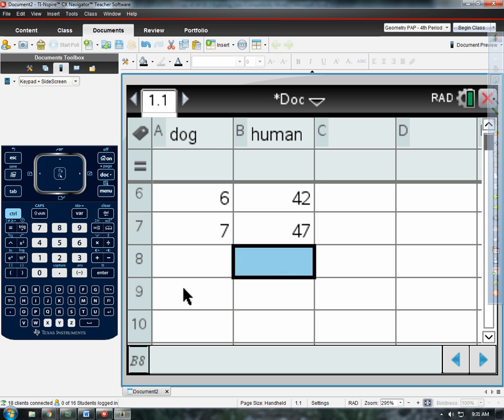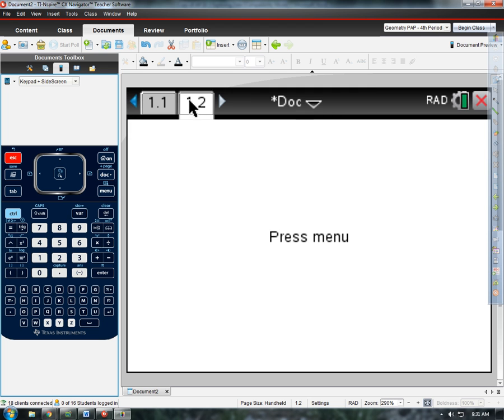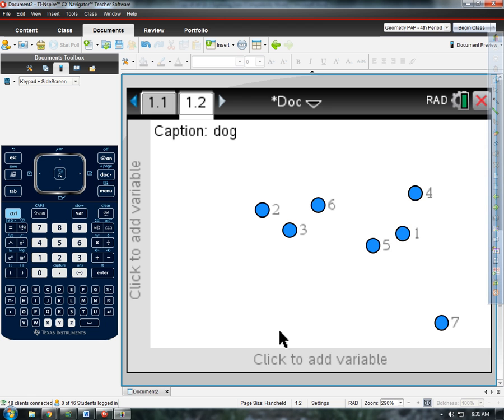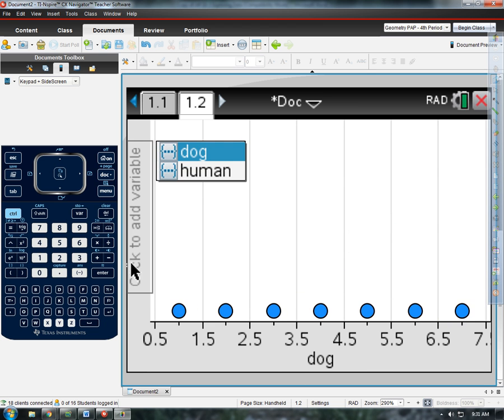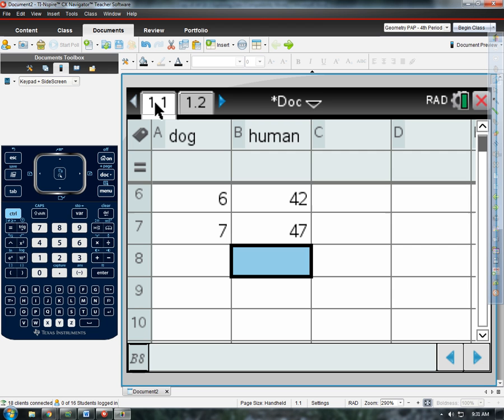Okay? Just a quick trick to show you, if you do Control Doc, that's going to add a new tab right here. And if you do Add Data and Statistics, it's going to give you the graph. So let's say we're going to do dog years here, human years here. Is there a correlation? Looks to be a positive one to me. Okay? And then you can click the tab to get back. Okay, it's asking me for an equation.